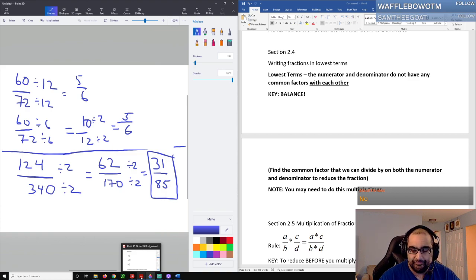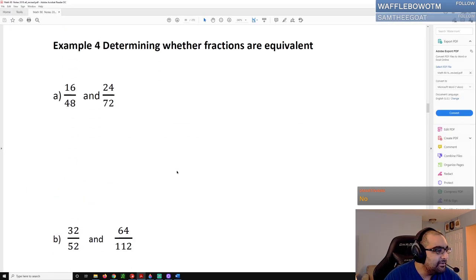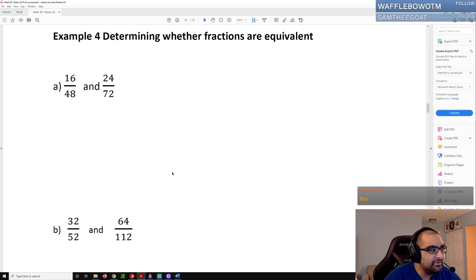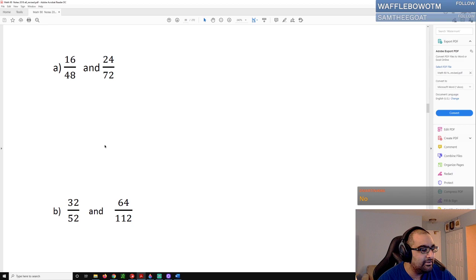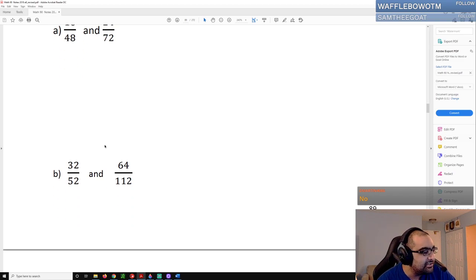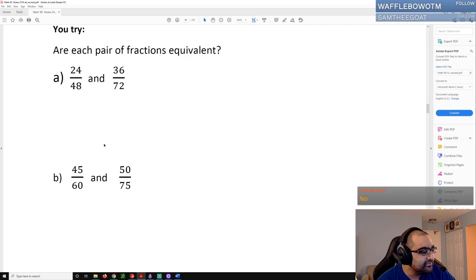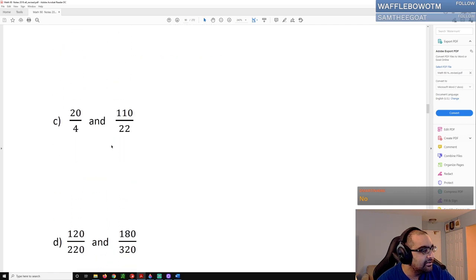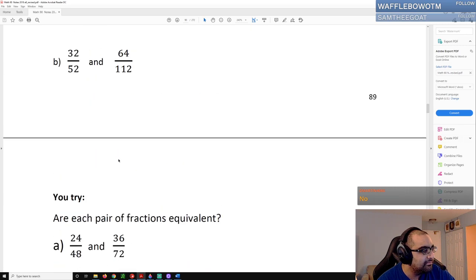Okay. Let's do the next problem here in the handout. What we're going to do next is determine whether fractions are equivalent or not. We're given a pair of fractions and we want to determine whether they are equal or not equal. That's basically what we're focusing on here. Let's try a couple of problems and see exactly what we're working with.